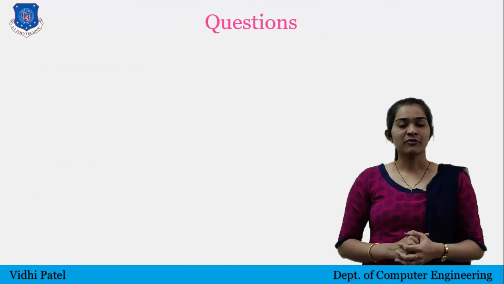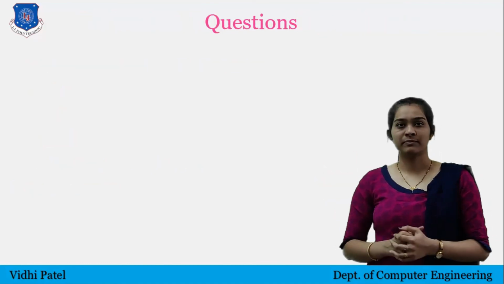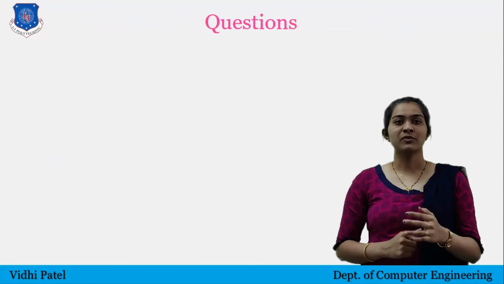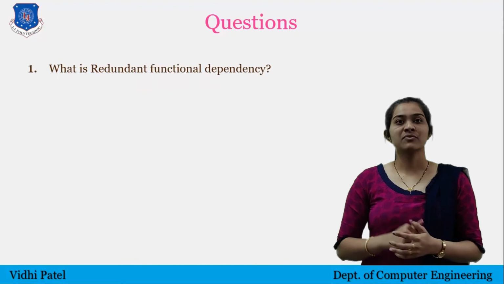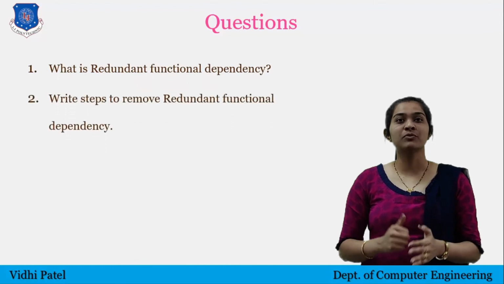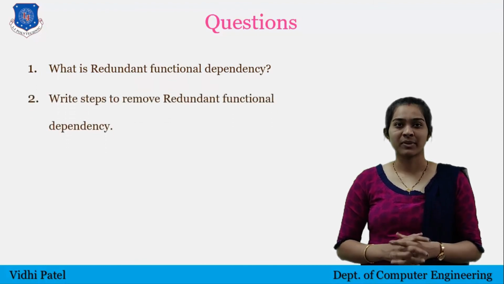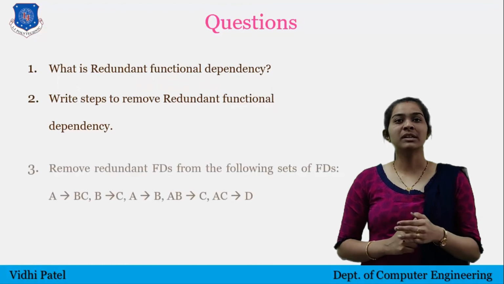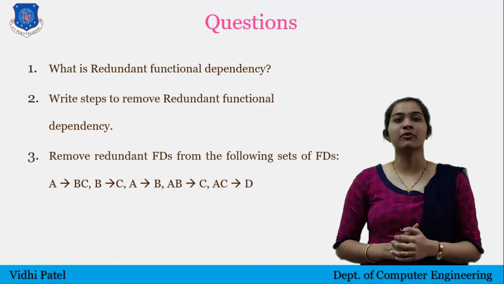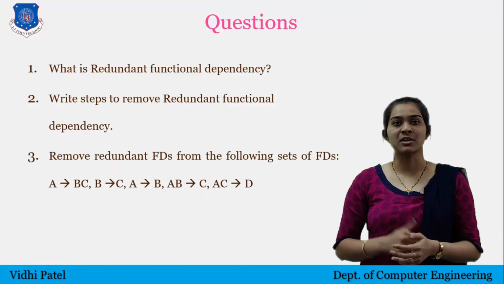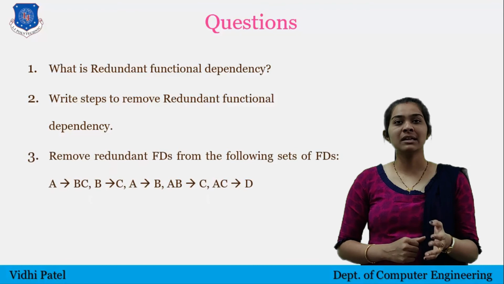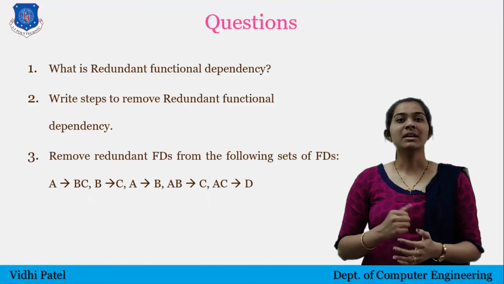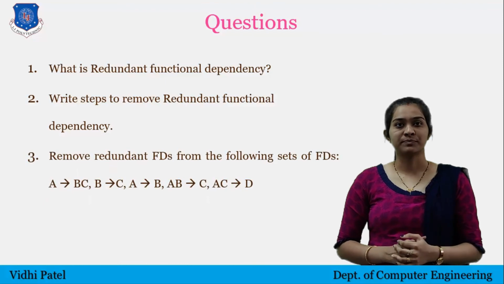There are some important questions for this tutorial. Let's see them one by one. First one is, what are redundant functional dependencies? Next question is, write steps to remove redundant functional dependency. And the last one is, remove redundant functional dependencies from the following set of functional dependencies, which are A determines BC, B determines C, A determines B, AB determines C, AC determines D. You can write your answers in the comment section.